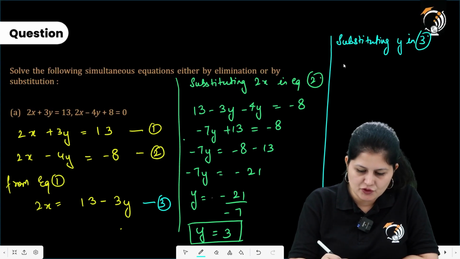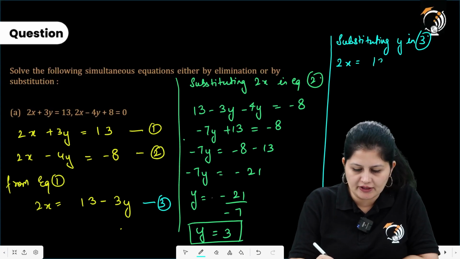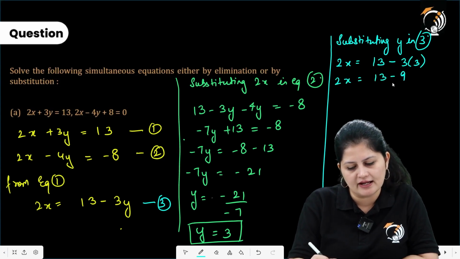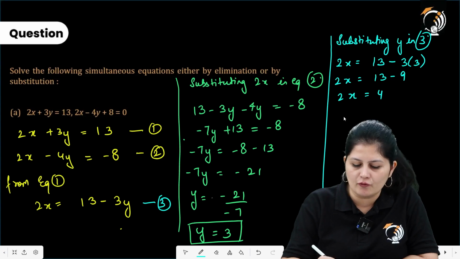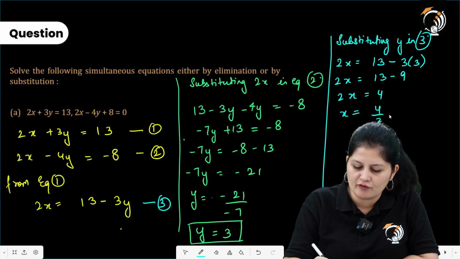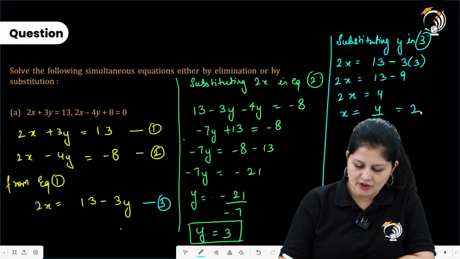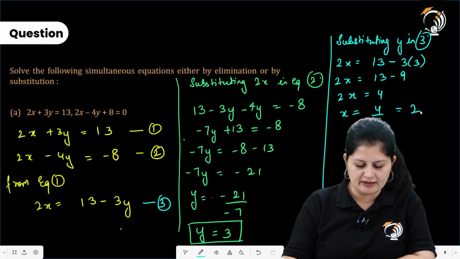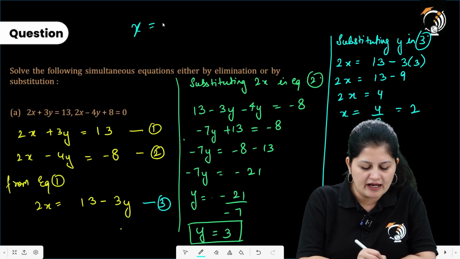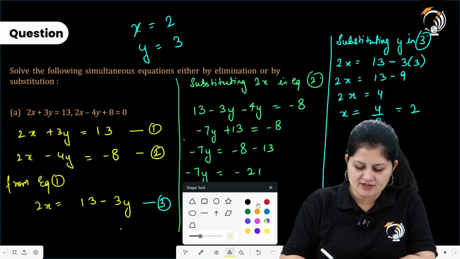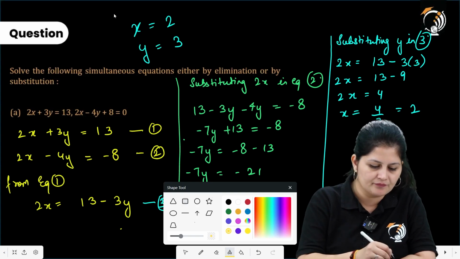So 2x is equal to 13 minus 3 times 3, that is what it is going to be. So 2x is equal to 13 minus 9. So we are getting 2x is equal to 4, and the value of x is coming out to be 4 over 2, which is 2. So the final values that we are getting here: x is equal to 2 and y is equal to 3 is the final answer to this question. As I am running short of space, that's why I have written it on top.